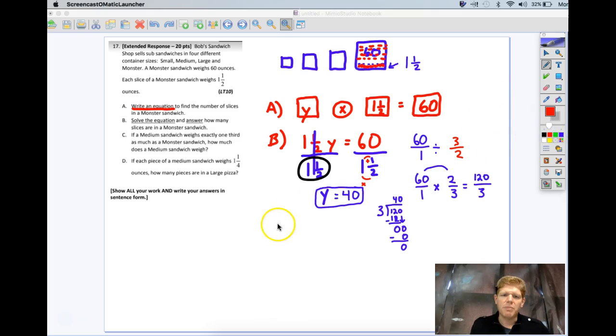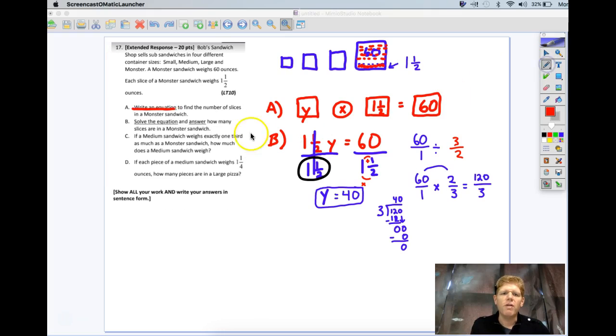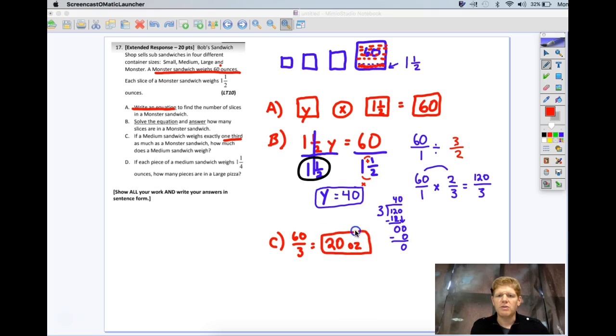Now we need to take a look back at part C. Part C here is pretty simple. We'll probably just look at this and figure it out. If a medium sandwich weighs exactly 1/3 as much as a monster sandwich, then how much does a medium sandwich weigh? Well, we know that a monster sandwich weighs 60 ounces. And if we know that a medium sandwich weighs exactly 1/3 of that, then that means we're going to divide 60 by 3, and that gives us 20 ounces. So we know that that is 20 ounces.